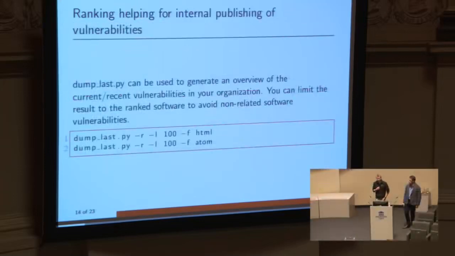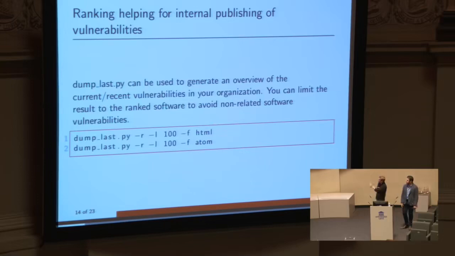Another example of using ranking: there is a tool called dump last, which is able to dump the latest security vulnerabilities. That's something a lot of security departments do, looking at the latest vulnerabilities. What you can do with it is only dump the ones where you have a ranking. So if you don't have some software, you don't want to see all the vulnerabilities associated with software that you don't have in your company.